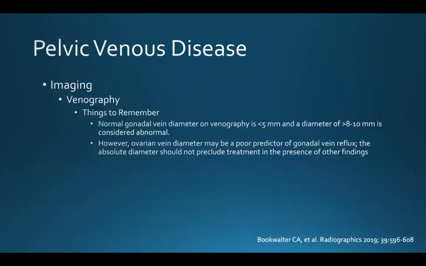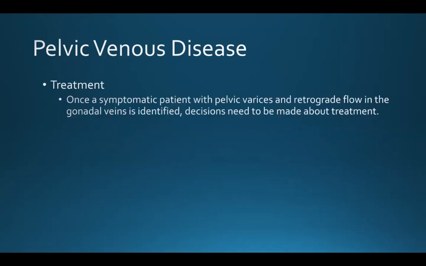Remember that a normal gonadal vein diameter on venography is less than 5 millimeters, and a diameter of 8 to 10 millimeters is considered abnormal. However, ovarian vein diameter may be a poor predictor of gonadal vein reflux. The absolute diameter should not preclude treatment in the presence of other findings.